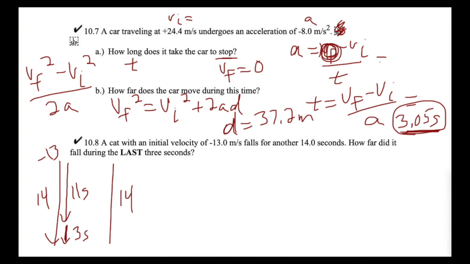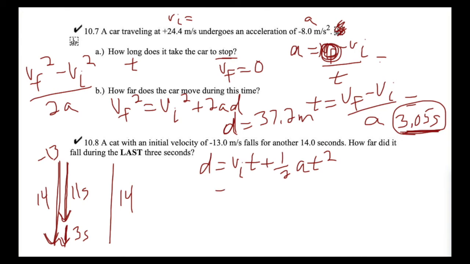So I'm going to use the D equation. I'm going to use D equals VIT plus 1/2 AT squared, and I'm actually going to use it twice. I'm going to use it to figure out how far we fell during 14 seconds, then how far we fell during 11 seconds, and then I can simply subtract those to figure out how far we fell during the last 3 seconds.